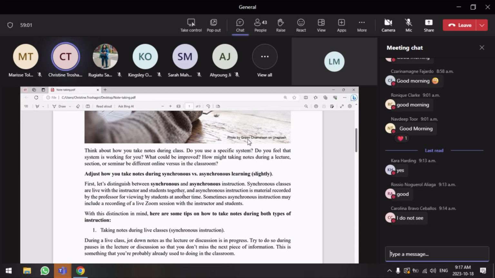However, asynchronous instruction, or asynchronous learning, is material recorded by the professor for viewing by students at another time. An asynchronous class might be dedicated for students to go through whatever we have done. As I am telling you, on Friday that's how you are going to do it. You're not going to be online. As an asynchronous class on Friday, you are going to go through everything we have covered in this particular topic.